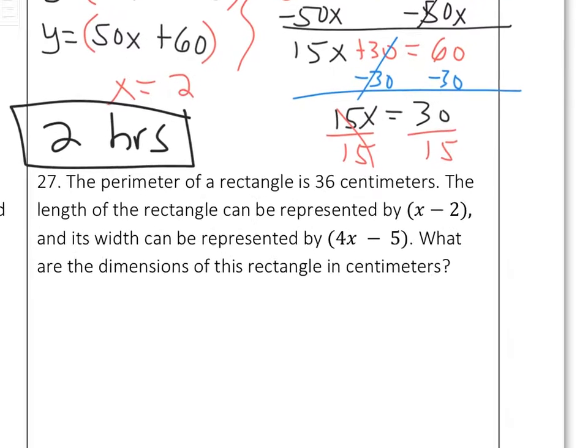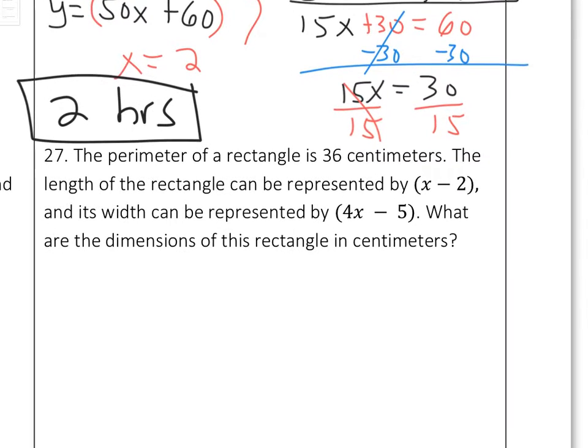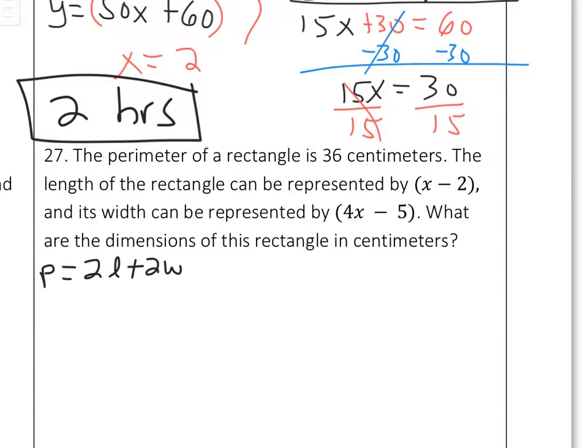All right. Going on to 27, the perimeter of a rectangle is 36 centimeters, okay? So perimeter, remember perimeter of a rectangle is going to be 2L, so perimeter is equal to 2L plus 2W, okay? All right, the length of the rectangle can be represented by x minus 2, and the width can be represented by 4x minus 5. What are the dimensions of this rectangle in centimeters? Okay, so we want to know the length, and we want to know the width.